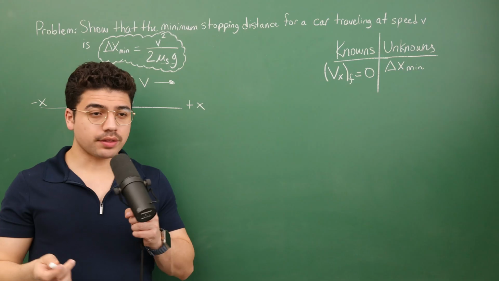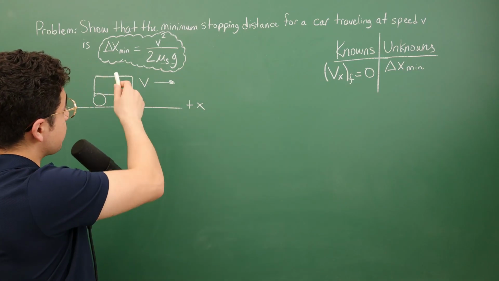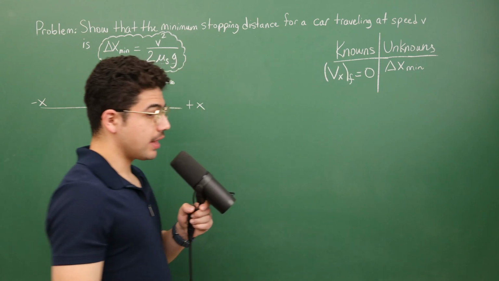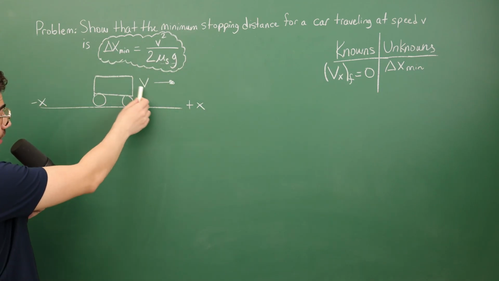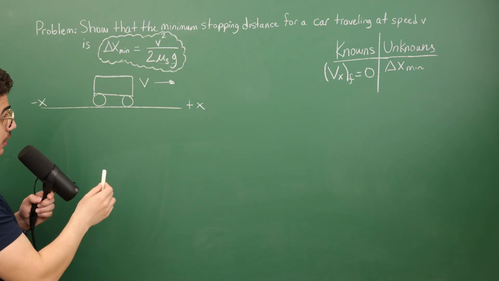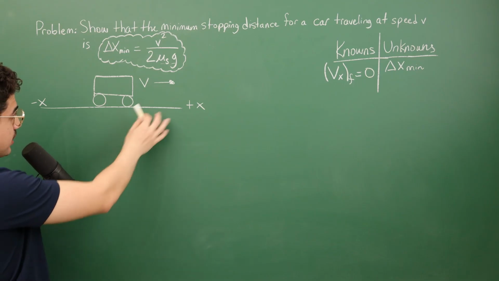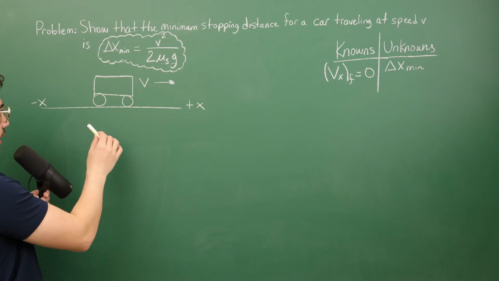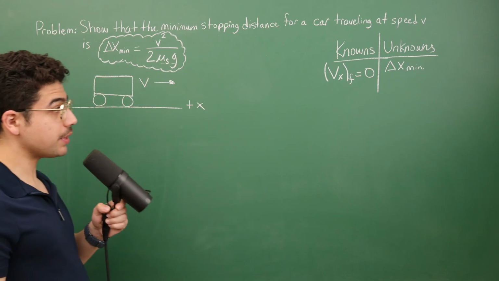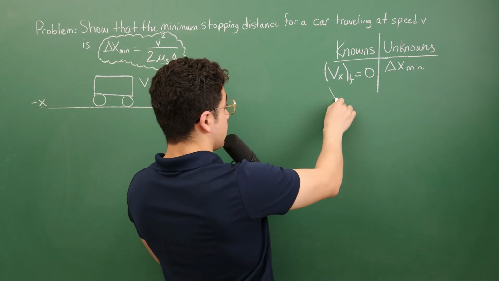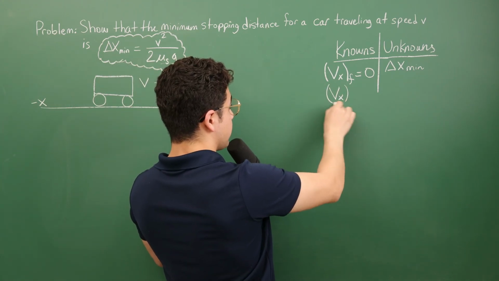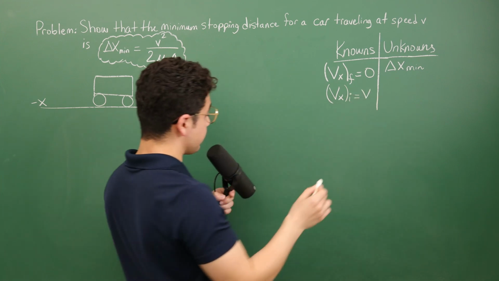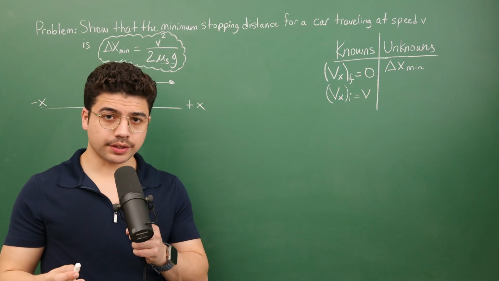Okay, here's another thing. Show that the minimum stopping distance for a car traveling at speed v. That means at the very beginning of this motion, when we open our eyes and we see this or visualize this scenario happening, at the very beginning, this car has an initial speed. So I can say that the horizontal speed at the very beginning, initially, is just equal to v, positive v in fact.